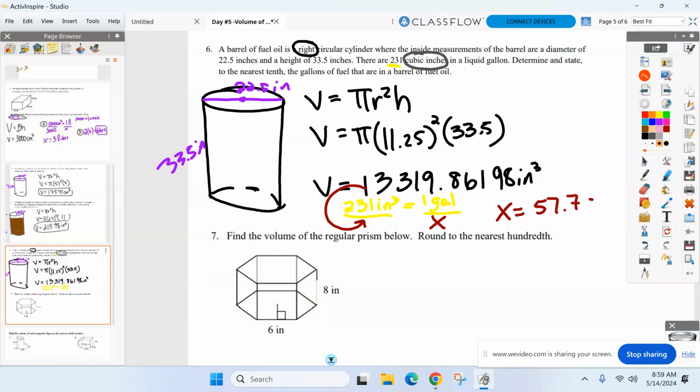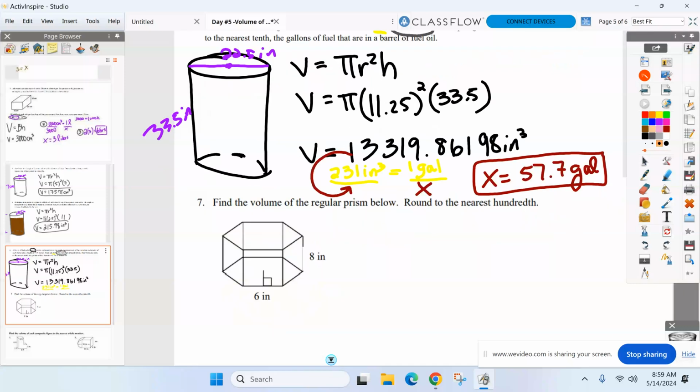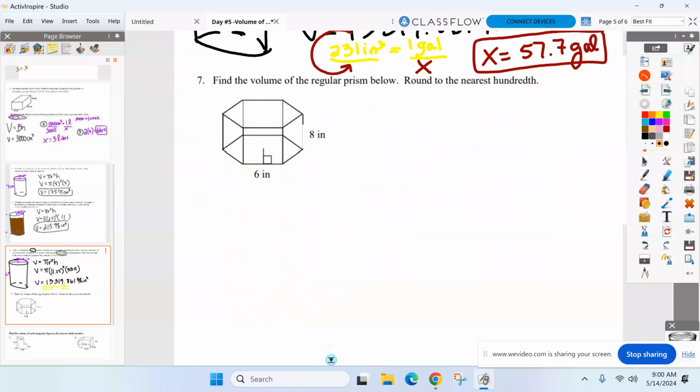57.7 gallons. Good. It's amazing what you can do when you have the correct volume, right? Okay, now I'm nervous to go on to the next one. Any questions on the 57.7 gallons? All right, here we go.